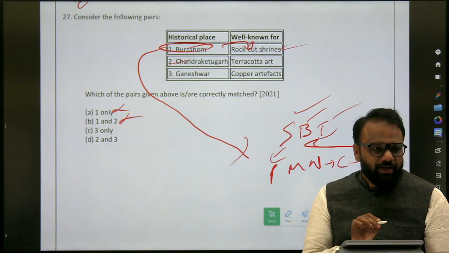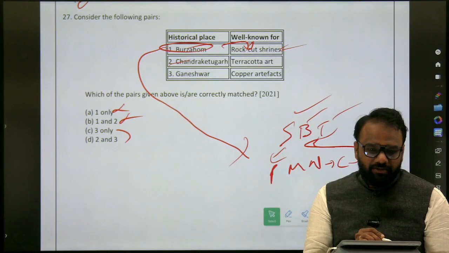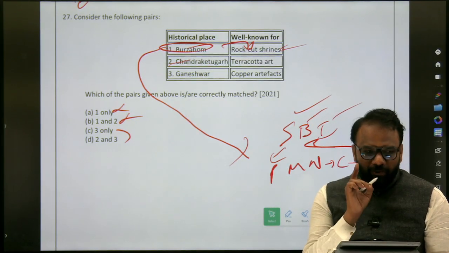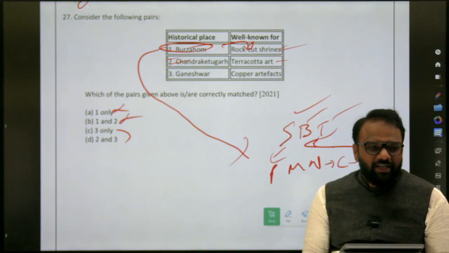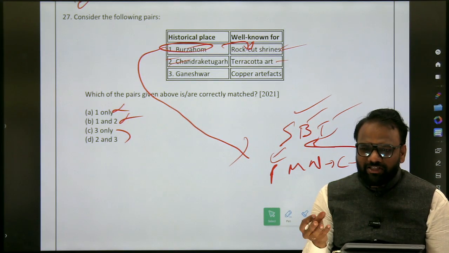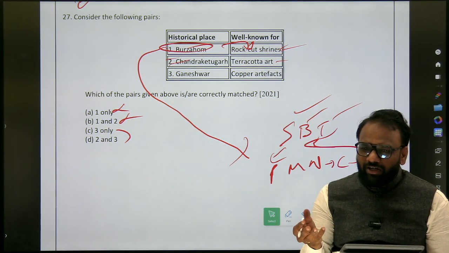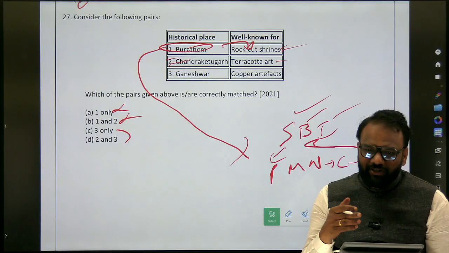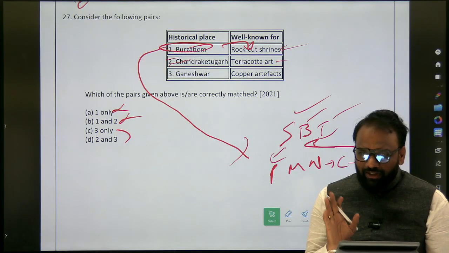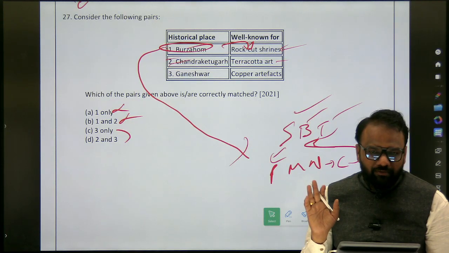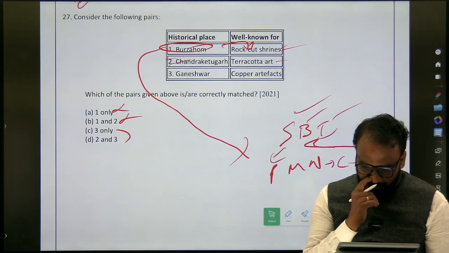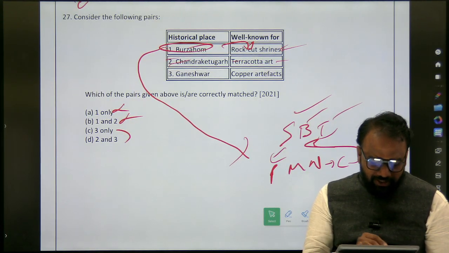Now, what are the options left? 3 only, 2 and 3. But 3 is part of both the answers. Now we are left with only one choice, that is Chandraketugar. Now they have mentioned terracotta art. Terracotta art is very, very common, made with some kind of mud. From the Indus Valley civilization, and even before that, they were aware of it. So we'll come to a generic conclusion that 2 should be part of the answer. So the answer is 2 and 3.